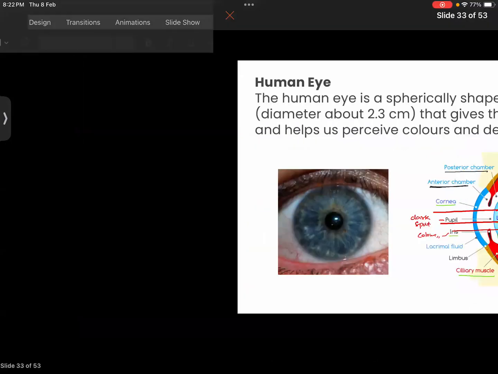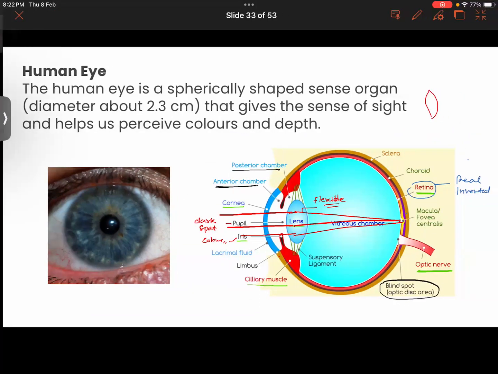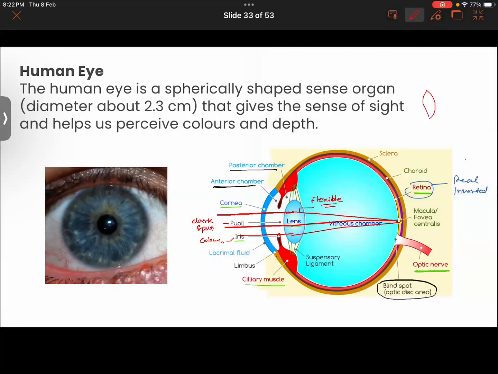Okay. So look at the black spot here. The black spot is the pupil. And which part is giving color to the eye? This is the iris. Right? Okay, so through which part is light entering into the eye? The pupil. And notice here the size of the pupil is small.